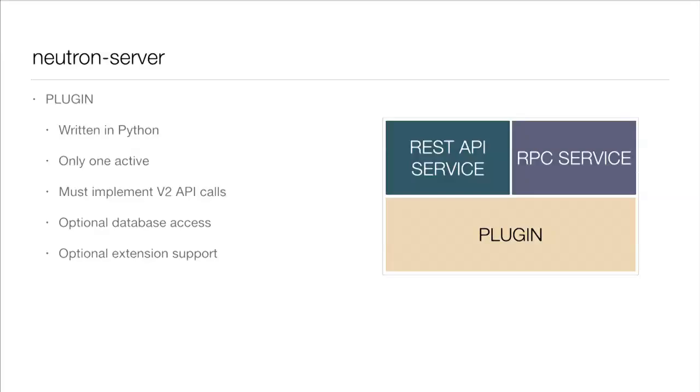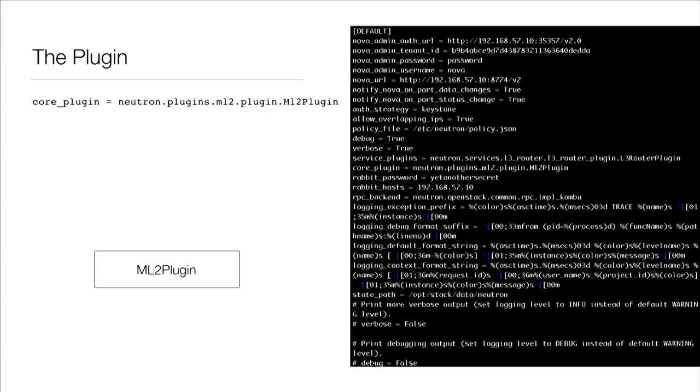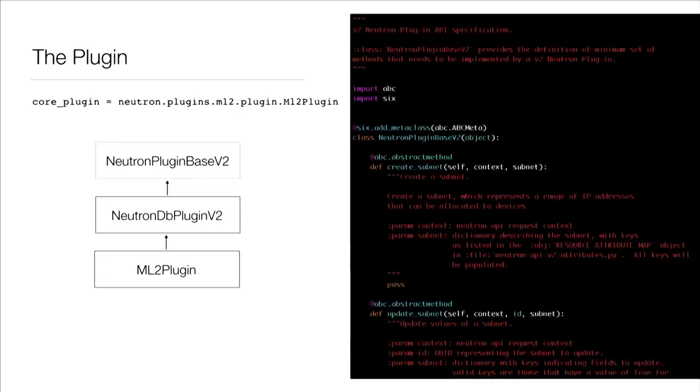And typically, when you're configuring it, you're going to take a look at configuring a core plugin. In this case, the open source reference implementation we ship is the ML2 plugin. On the right, it basically shows you a snippet of a config file. The ML2 plugin is really a subclass of something called Neutron DB Plugin V2. That subclass provides a lot of the framework for doing database manipulation within Neutron.